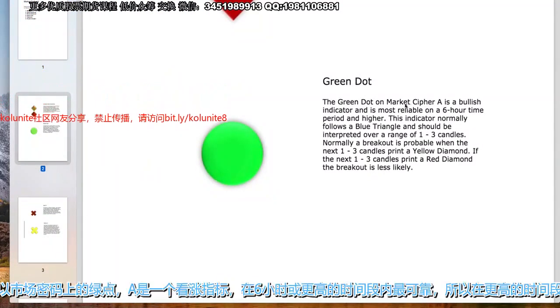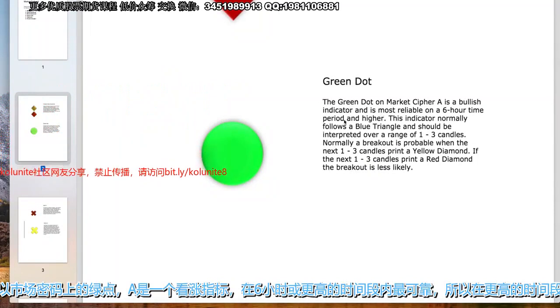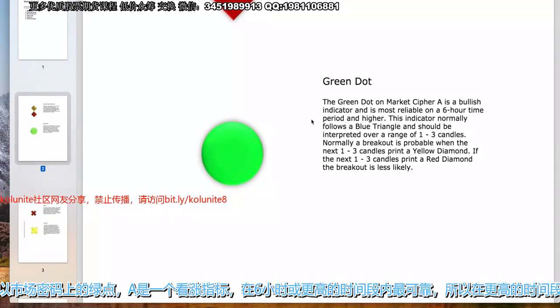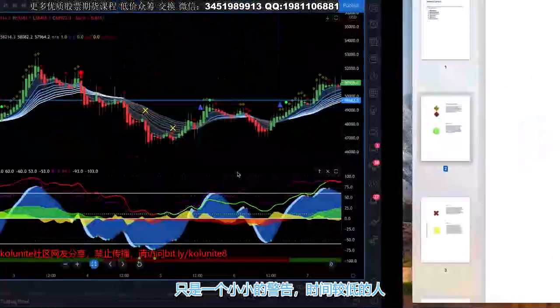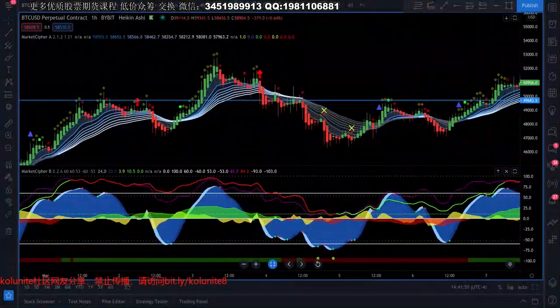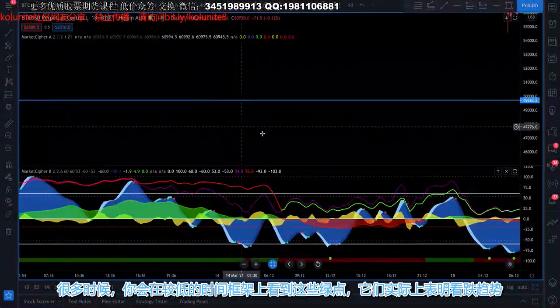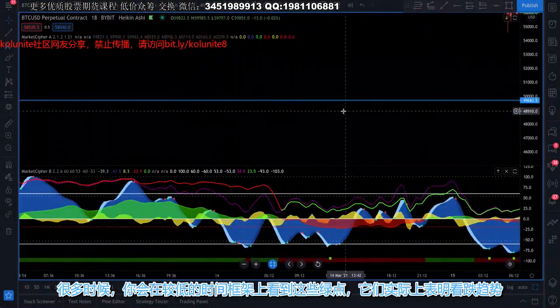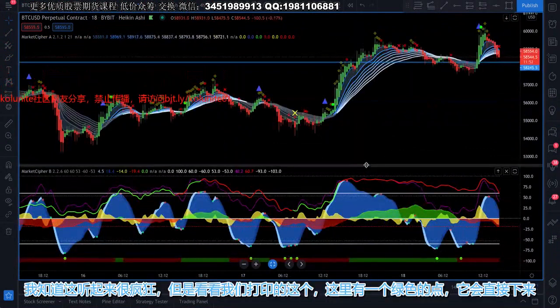So the green dot on Market Cipher A is a bullish indicator and is most reliable on a 6-hour time period and higher. So this is most reliable on the higher time frames. Just a quick little caveat, guys. On the lower time frames, a lot of times you will see these green dots, and they will actually indicate a bearish trend. I know that sounds crazy, but look at this.